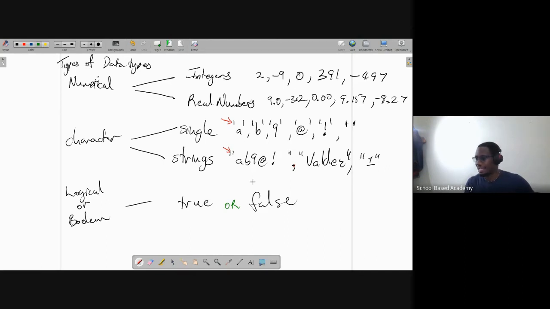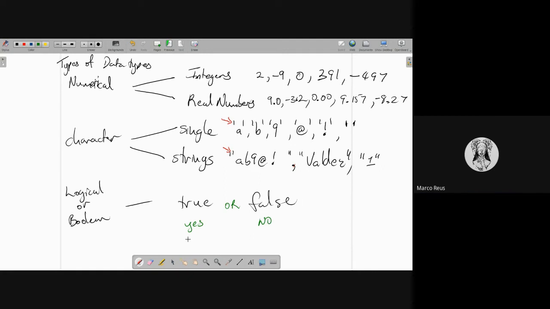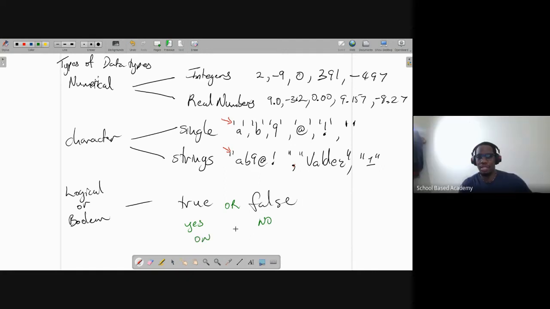And that's it. That's our entire data set for the logical or Boolean data type. You might also see it as yes or no, or zeros and ones, on or off, yes, 0 and 1 as well. Depending on your value, you get true or false: 0 or 1, yes or no, on or off. And we see that here.